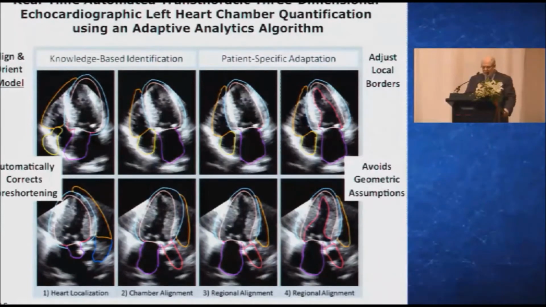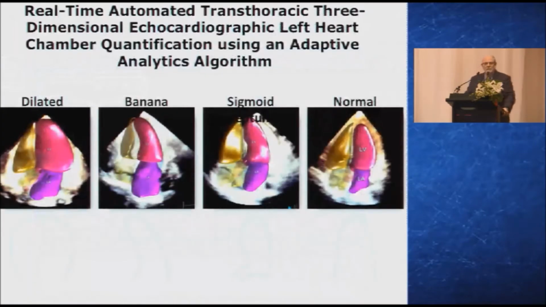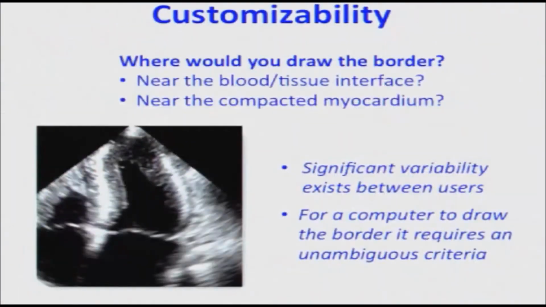This is a little bit what this program does. It takes initially the heart that you're trying to study, it finds it, and it orients it within this block of ultrasound. It automatically tries to correct for foreshortening, and then in a second stage, it adjusts to the local borders of the heart, and thereby, again, avoids any type of geometric assumptions. By creating this very robust library, it is possible to identify the different types of shapes that the heart can have. You can have a dilated, a banana-shaped, a patient that has a sigmoid septum, or a normal-sized heart. So these are all the types of shapes that have been accounted for.